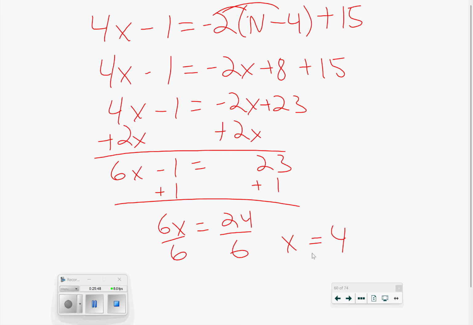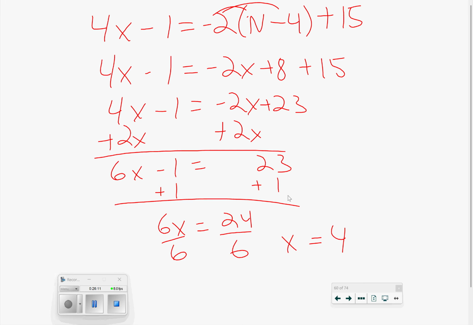All right, you should get x is equal to 4. First, I'm going to distribute: 2x plus 8 plus 15. Collect the like terms. Got positive 23. All right, I like to move my letters to the left, so I add 2x on both sides. 4 plus 2 is 6x minus 1 is equal to 23.